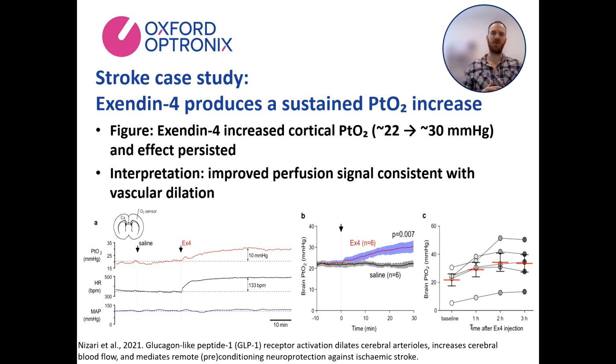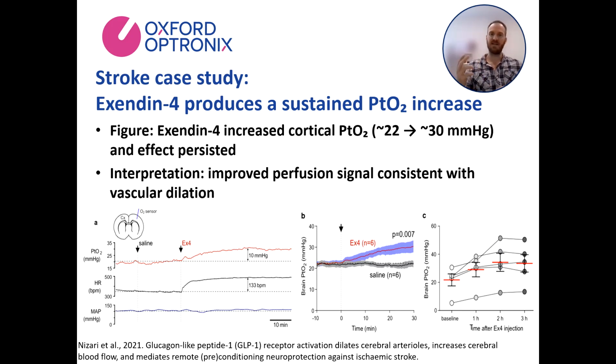So here's the clean result from this team's stroke models. After Exendin-4 was added compared to a saline control, cortical oxygen increased from roughly the low 20s to around 30 millimeters of mercury. And just as importantly, this effect persisted over time. And this is what continuous monitoring is great at. You see an onset, a magnitude, and whether a response was transient or sustained. And again, even though our broader theme is oxygen plus flow together, this is a great example of how tissue oxygen alone can support a mechanistic story about improved delivery.